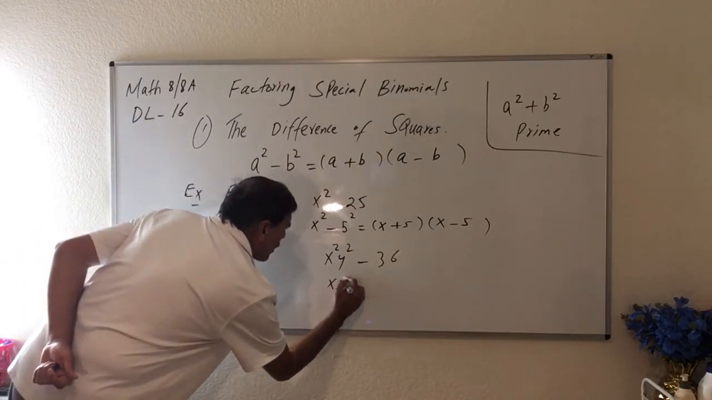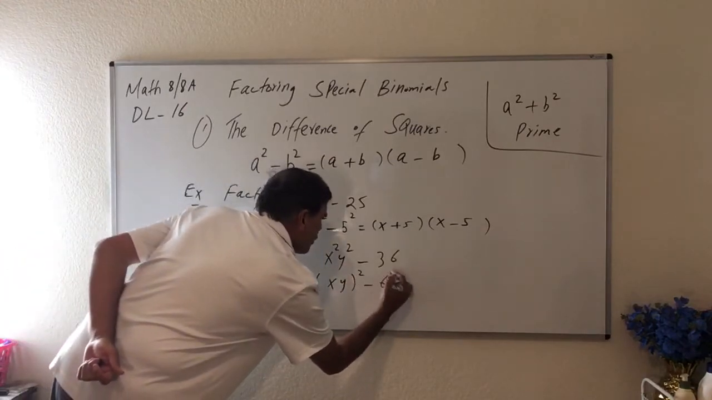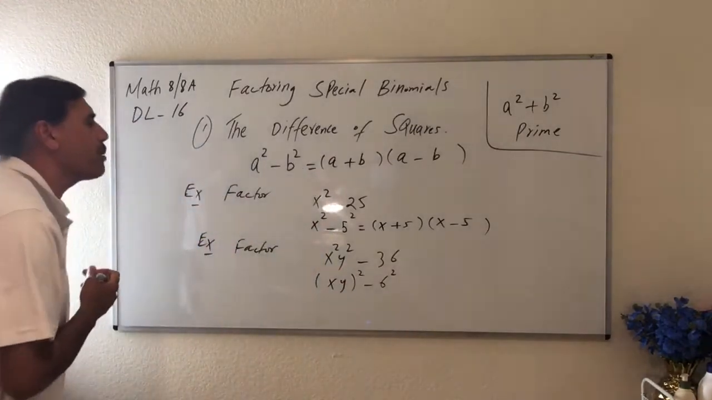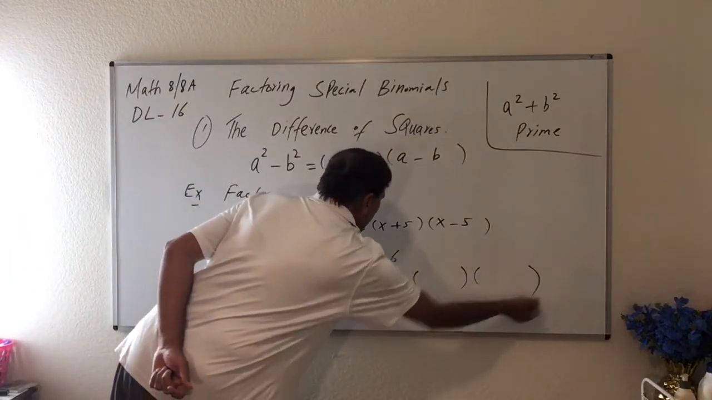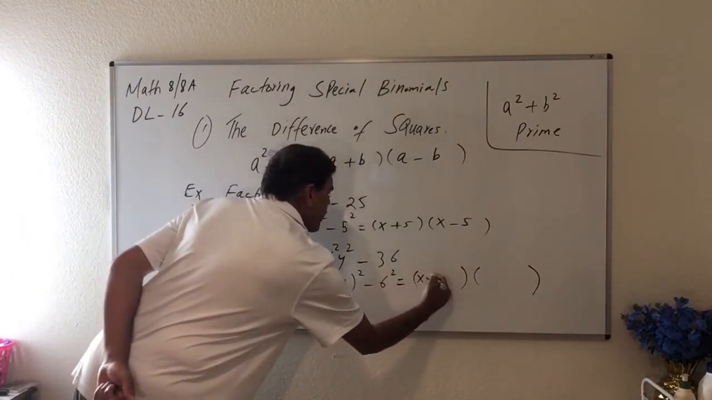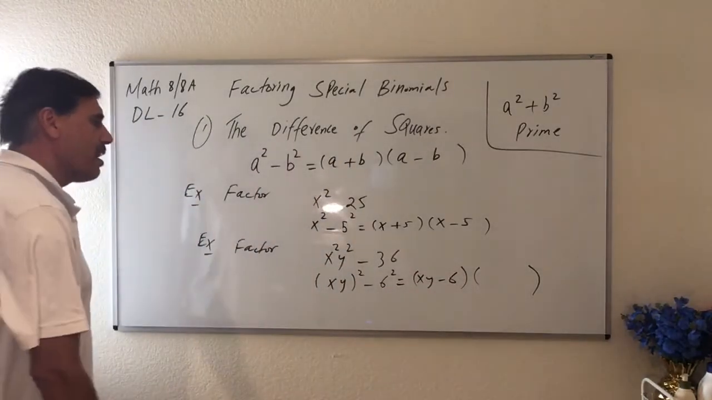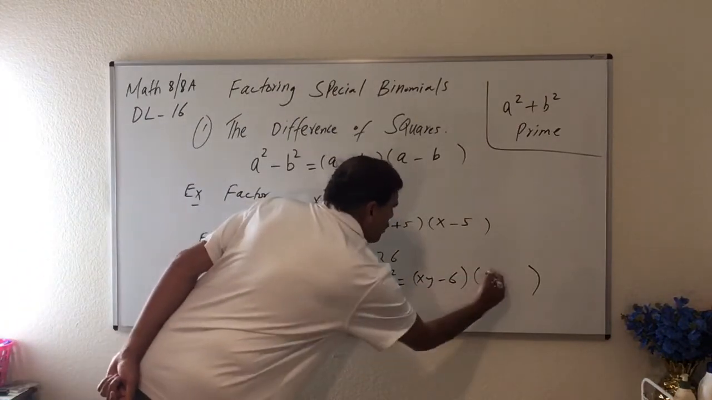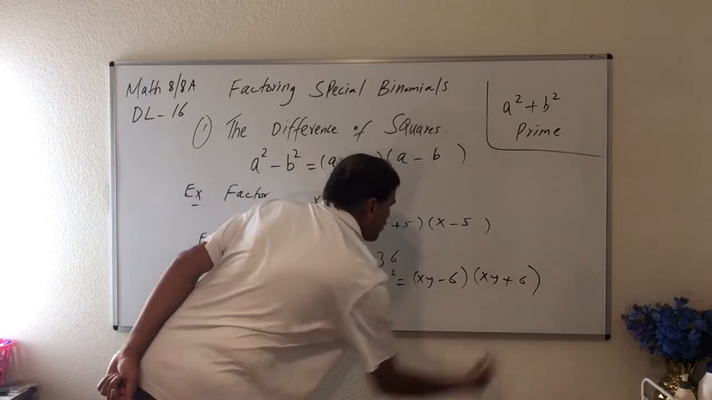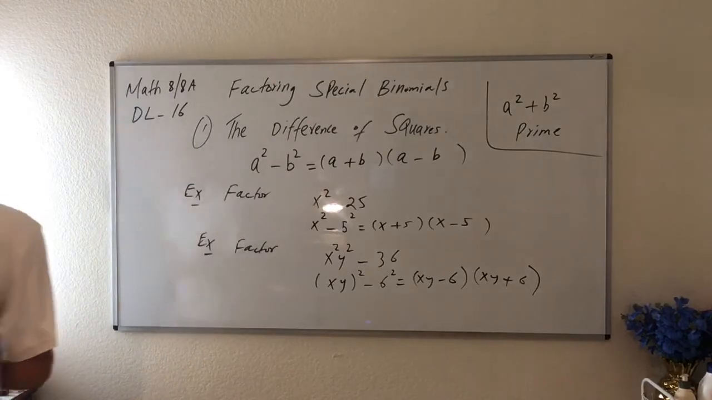So you can write it this way too: xy squared, that's your a squared, minus 6 squared. That's your a squared minus b squared. So write two parentheses like this. The first base minus, I'm going to write minus this one. It doesn't matter which one you write first. The first base minus the second, so if you use minus here, this means the second one must be plus. And that's it. That's how you factor the difference of squares. Let me show you a couple more examples.